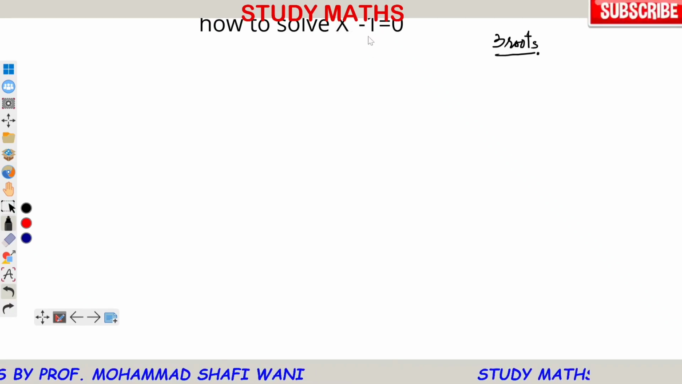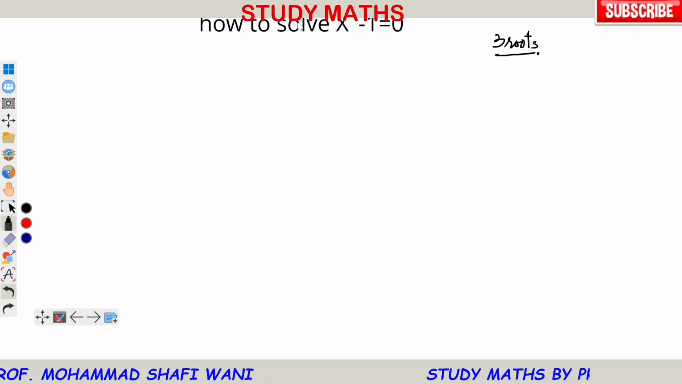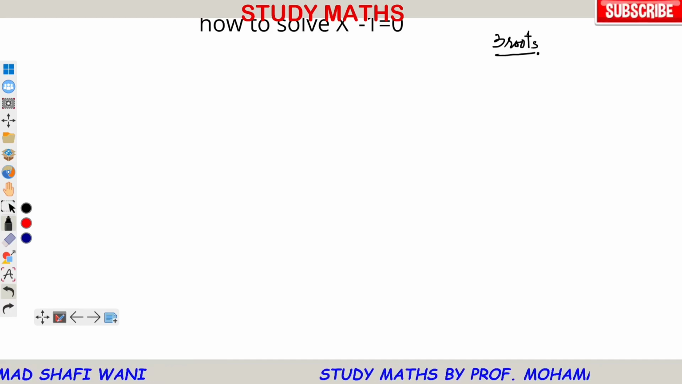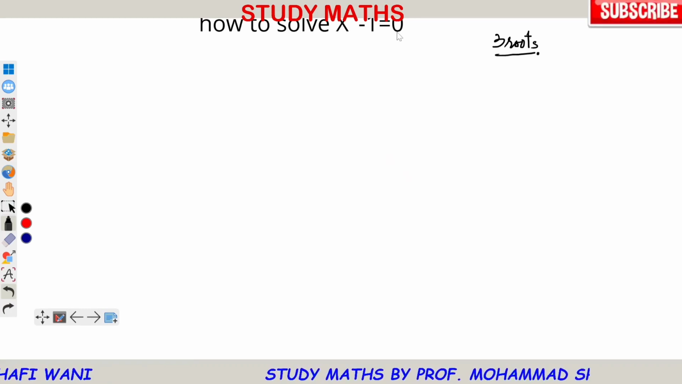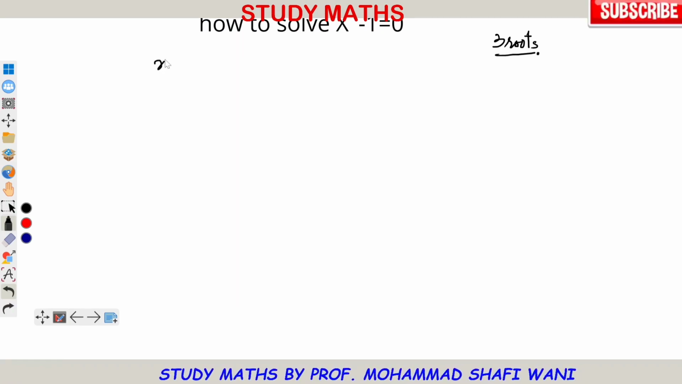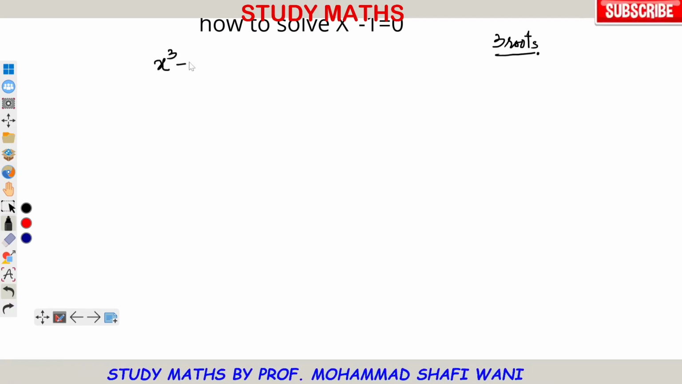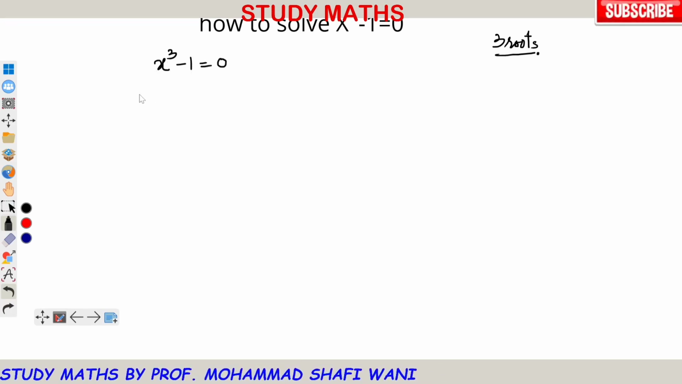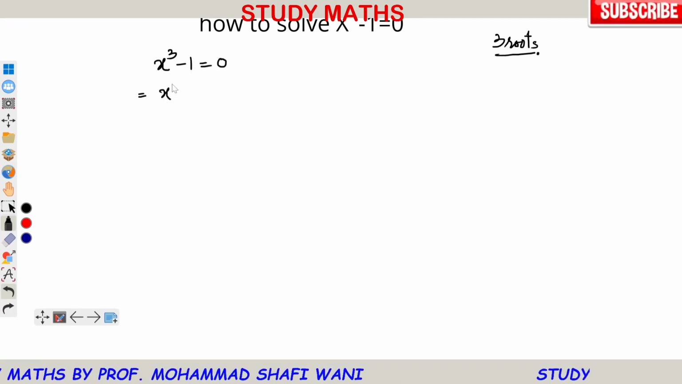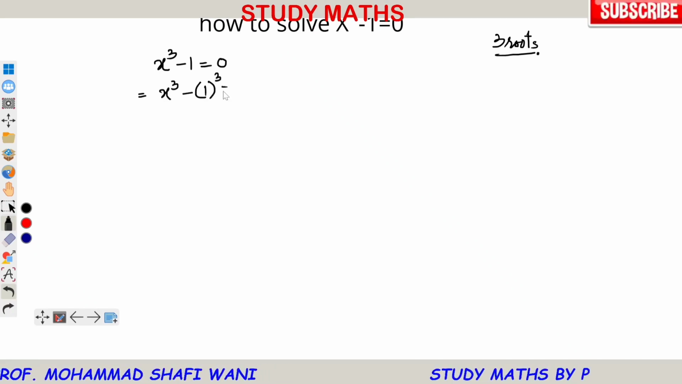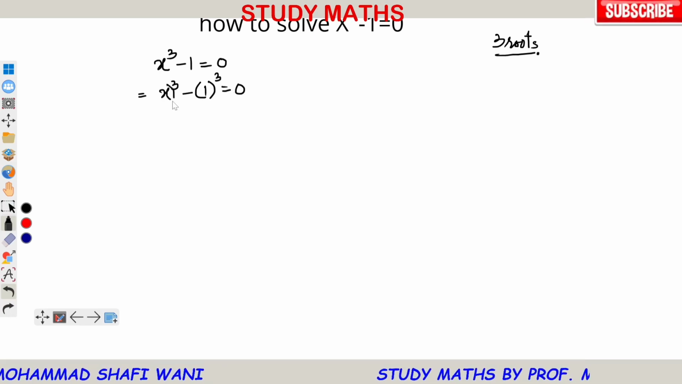Or in other words, we have to find out the three values of x which, when we input them in this equation, the LHS will be equal to the RHS. Let's go with this equation. We have the equation x cube minus 1 equal to 0. We can rewrite it like this: x cube minus 1 cube is equal to 0.